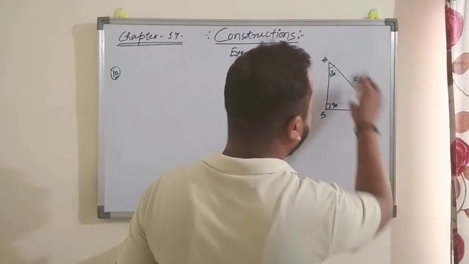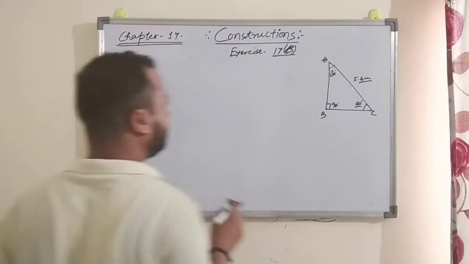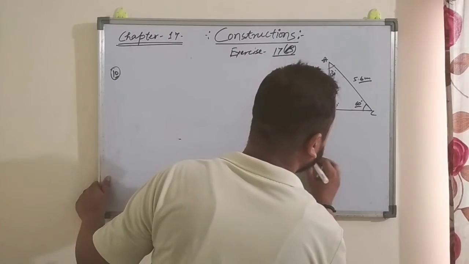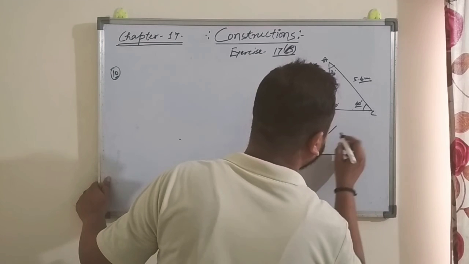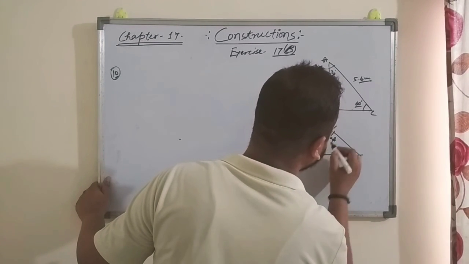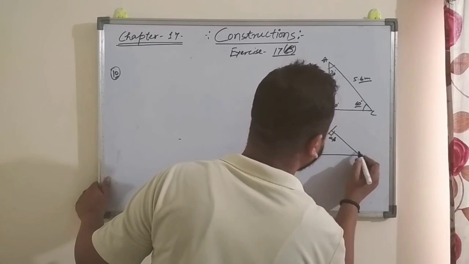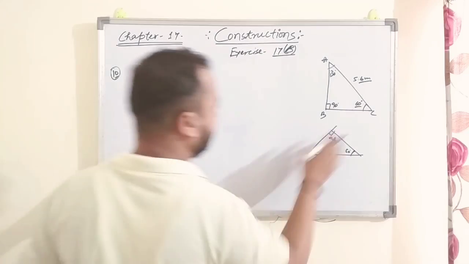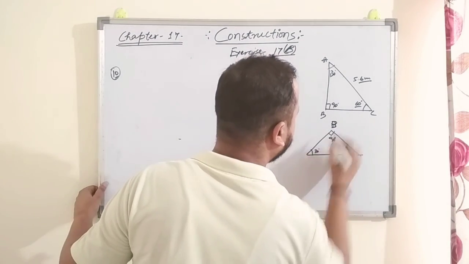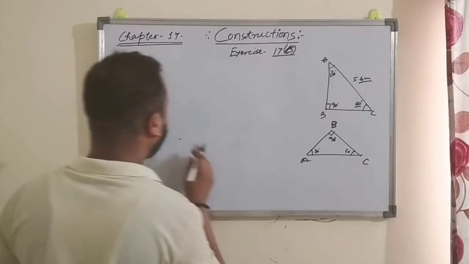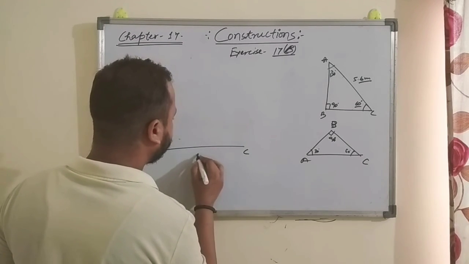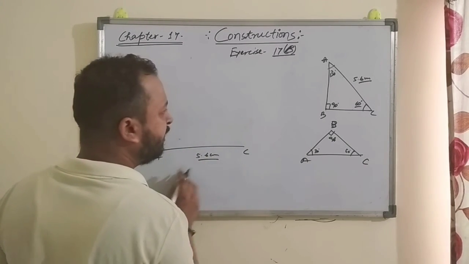So we have to take this as a base. AC means this triangle is going to be constructed like this. Here this angle is 90 degrees, this angle is 30 degrees, this angle is 60 degrees. This point is B, this is A, this is C. So just draw the line AC. AC is 5.6 centimeter.